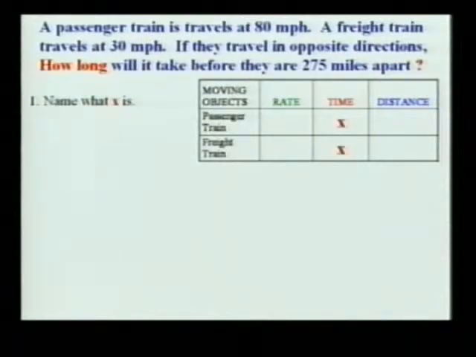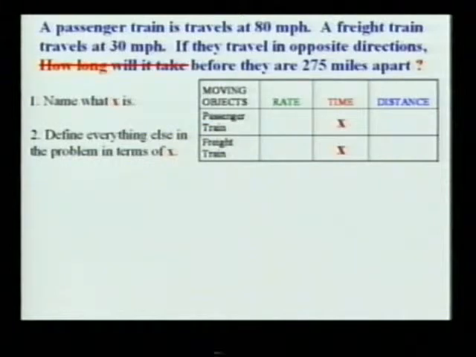Well, they both travel the same amount of time, so we put an X in both cases. And we cross out as we go along. Step two, define everything else in the problem in terms of X. Now, one guy's rate is 80, and the other guy's rate, cross that out, is 30. Okay, and I have four of the six filled in, and I cross out as I go.